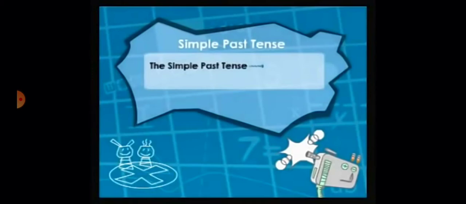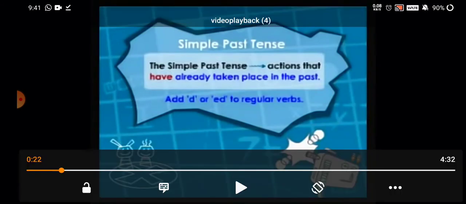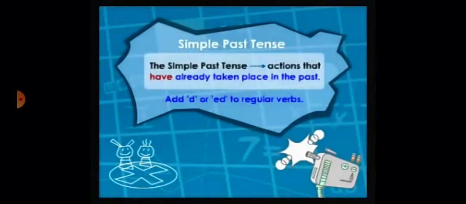So today in this lecture we will learn how to use past tense and how to write in past tense. So the simple past tense is an action that has already taken place in the past, as we already know now. So how do we form a past tense? We form a past tense by adding d or ed to regular verbs. So see, in past tense there are two kinds of verbs. There are regular verbs and there are irregular verbs. So what are regular verbs? Regular verbs are the verbs where we add d or ed to the end of the word.